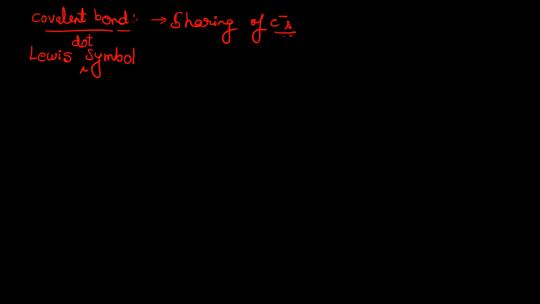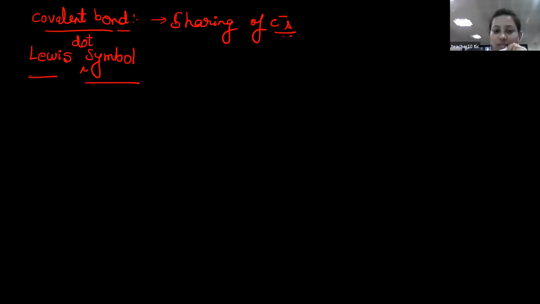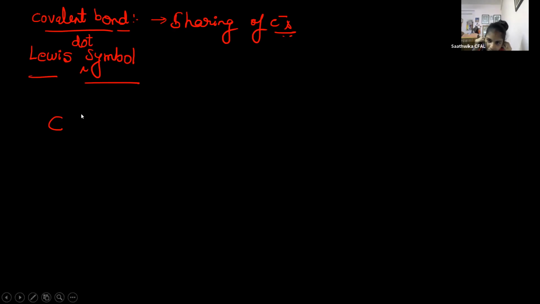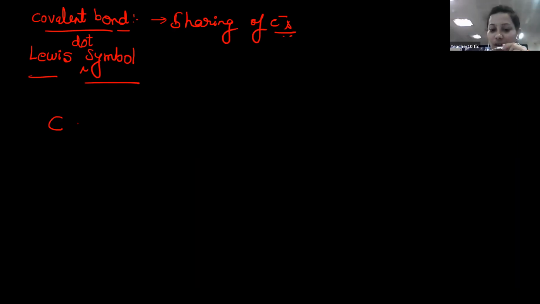Yes, ma'am. Okay. Lewis dot symbol. Students, let me take carbon. Tell me the Lewis dot symbol of this. 4 dots. Yes, so 4 dots. Why is it 4 dots? Because if you write the valence electron configuration, it is 1s2, 2s2, 2p2. Correct? So the valence shell contains 4 electrons.